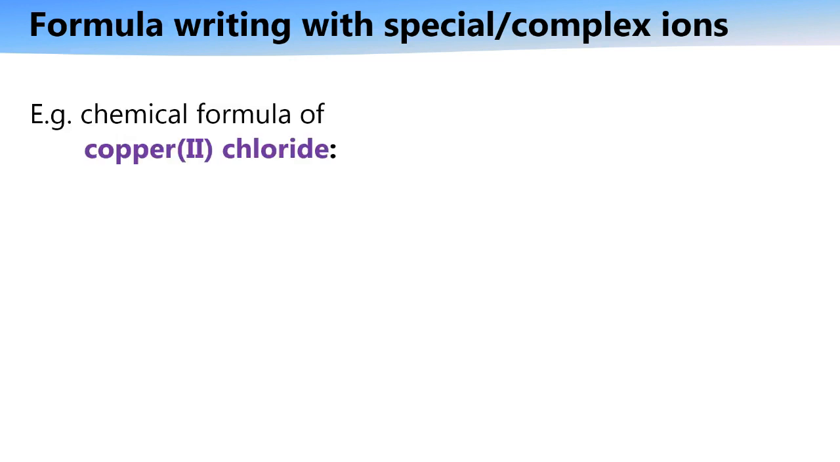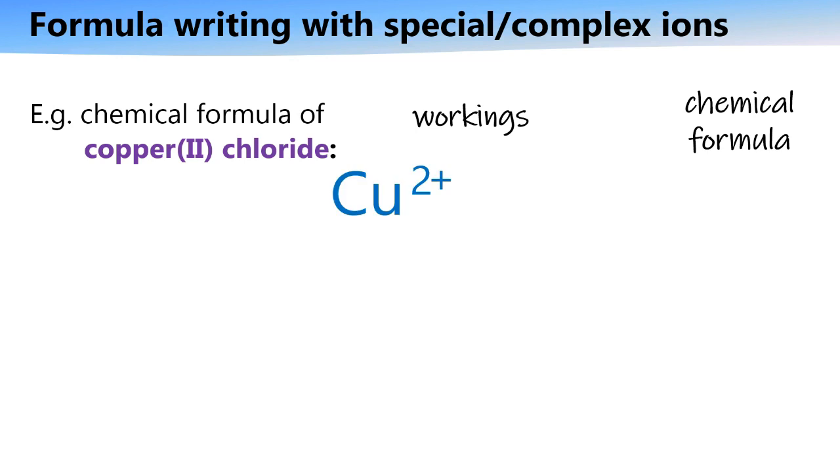Alright, next. The chemical formula of copper 2 chloride. Okay, the workings and the chemical formula. So if you look, copper has the number 2 bracketed beside it. So the copper ion would be Cu2+. And if you look at the periodic table, the chloride ion comes from chlorine, which is in group 7. So we'll have a charge of Cl-.